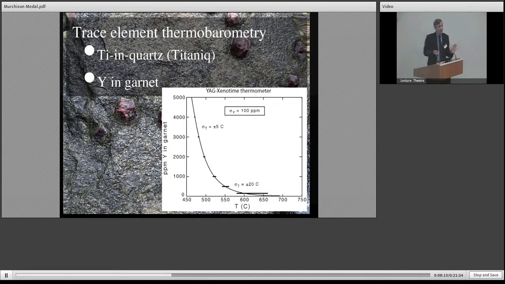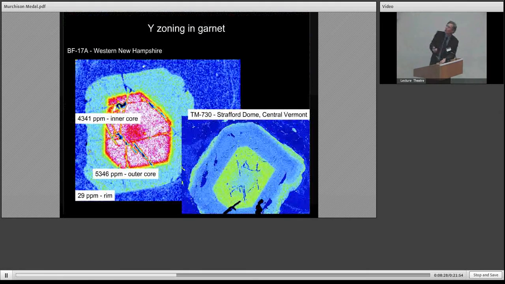Well, if that's all there was to it, it probably wouldn't be too exciting, because who really cares whether the garnet crystallized at 510 plus or minus 5 or 510 plus or minus 25? But this is why I think this kind of work is actually going to open up some really interesting doors.